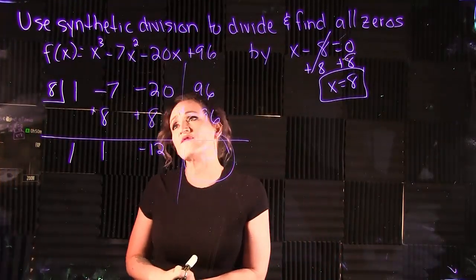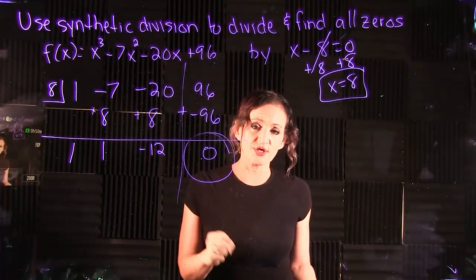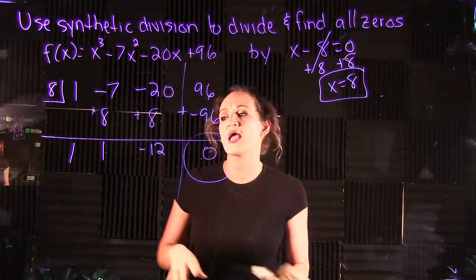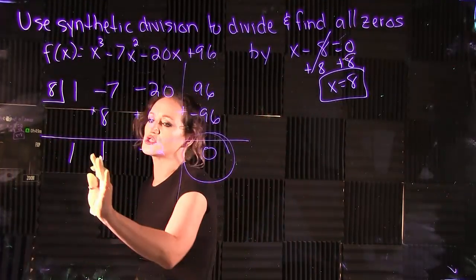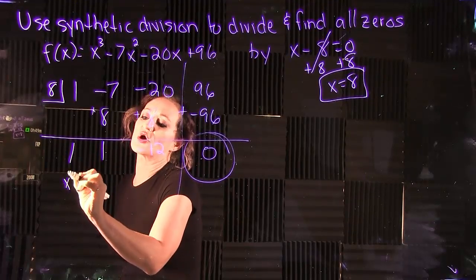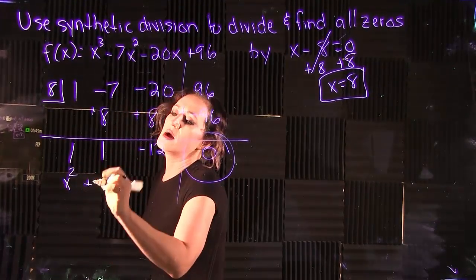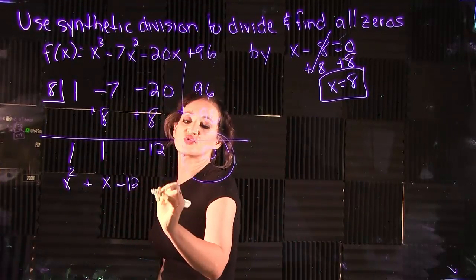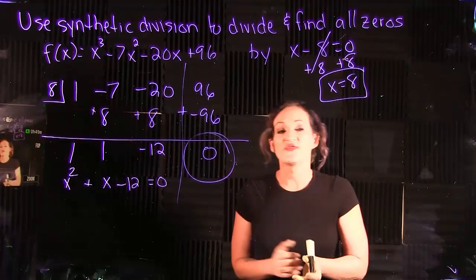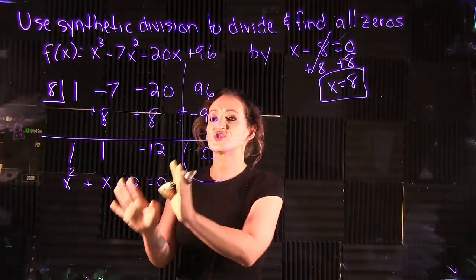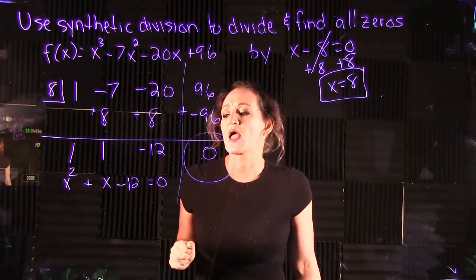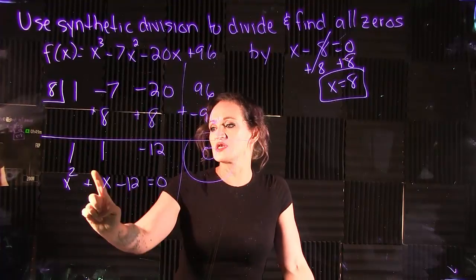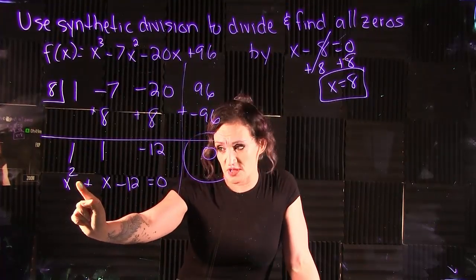Also, our function started out as a cubic equation. When we do synthetic division, it ends up being a quadratic equation. This 1 is now the coefficient of our x squared, plus 1 is the coefficient of our x, minus 12 is our constant, and this equals 0. Solve this equation. Now, this is a quadratic equation. We know it's a quadratic by that too.